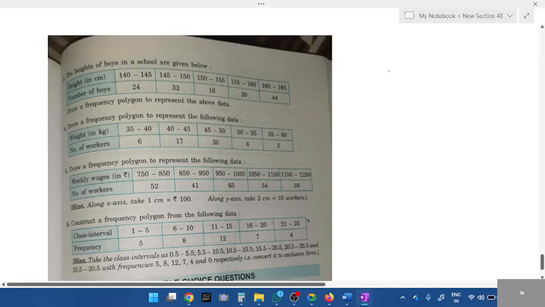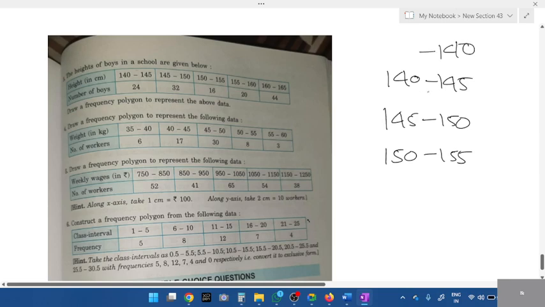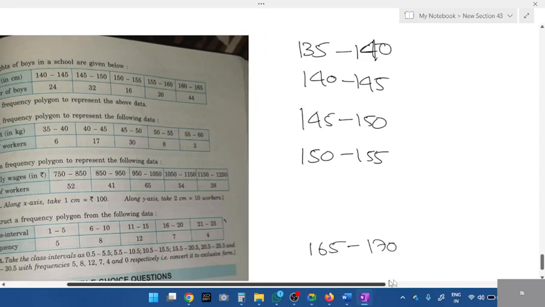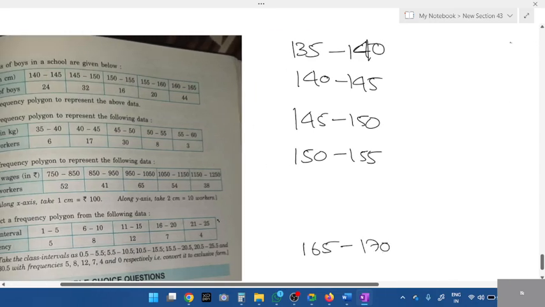140 is given. What comes before 140? How do you know? How do we check? Yeah, respond all of you. Before 140, 140 should continue. What is the difference between 145 and 140? 5. So 140 minus 5, what do you get? 135. Very good. Last one. What is the last value? 170. Now, values. Whatever values are given, start with 24 students.